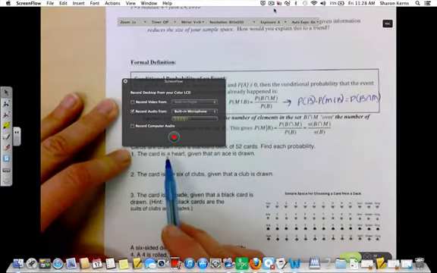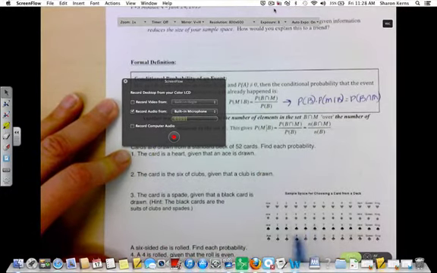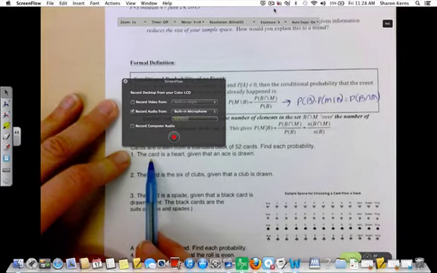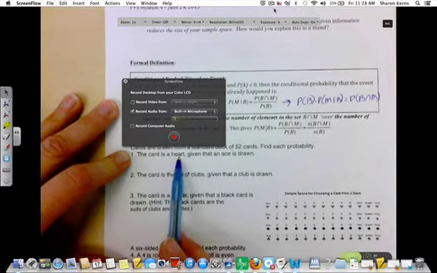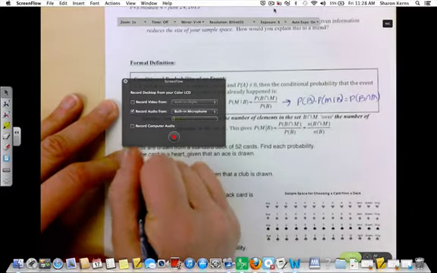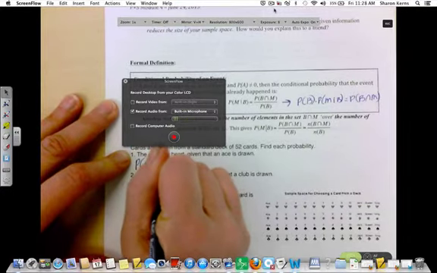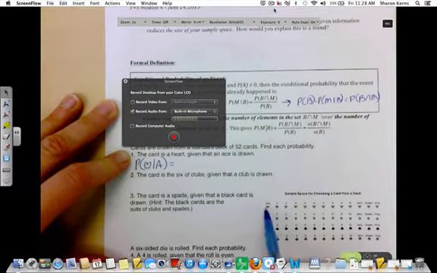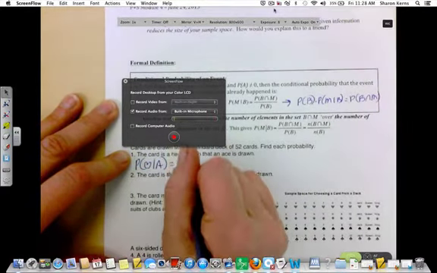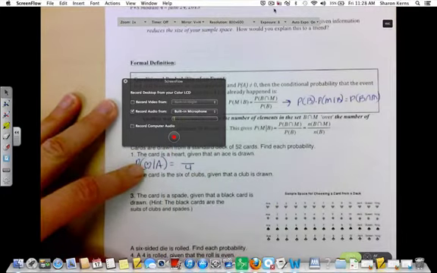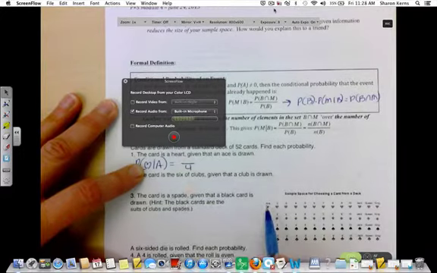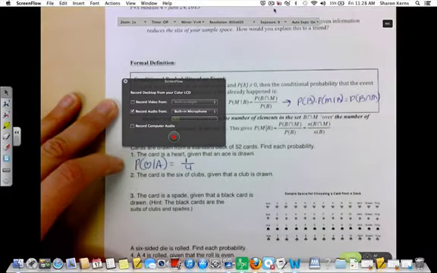Okay, so let's see. Here's our deck of 52 cards. Find each probability. The card is a heart given that an ace is drawn. The probability of heart given ace. Well, there's only 4 aces in the deck, so that's my denominator. And what's the probability that we find the ace of hearts? There's only 1 ace of hearts, so 1/4.